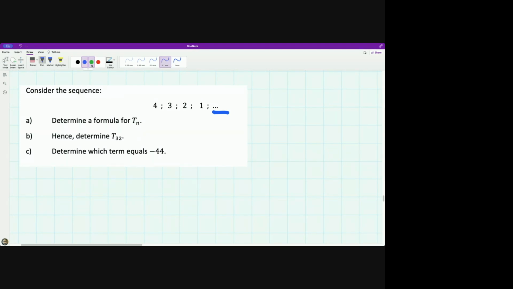Okay, now what's going on? This one is -1, -1, -1. So this is going to have to be 0. The constant difference is -1. So it's a decreasing pattern. But I'm feeling a bit more confident now.